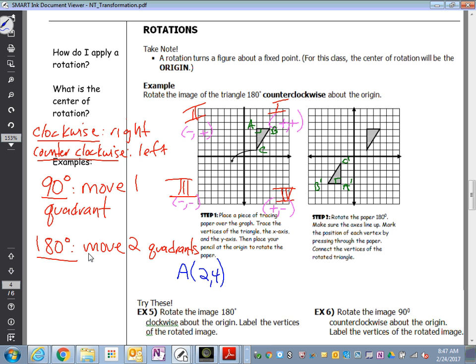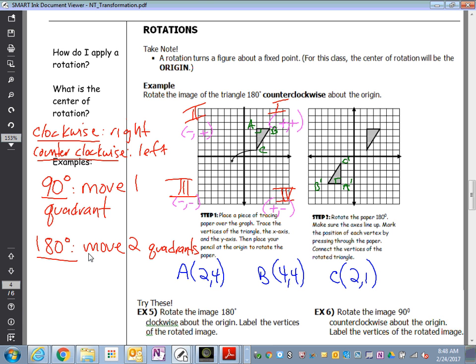How about what is B? 4 and 4. 1, 2, 3, 4. 4 and 4. And what is C, Roberto? 2 and 1.